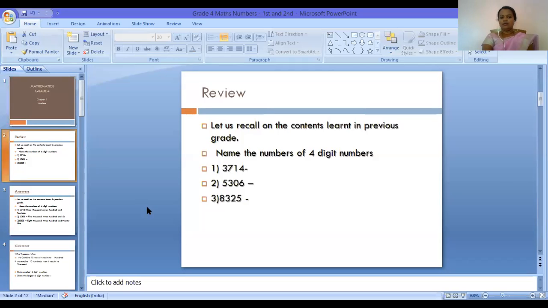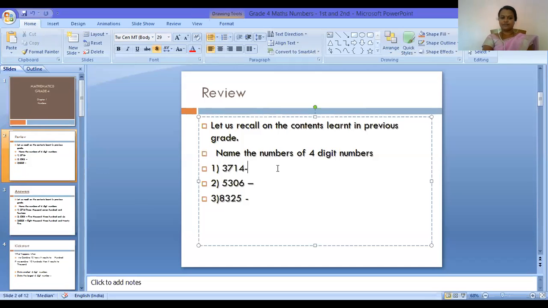So now let me know, how do we name the numbers of 4 digits? In question 3 are given numbers like 3714, 5306 and 8325. They are 4 digit numbers. How would you name them?